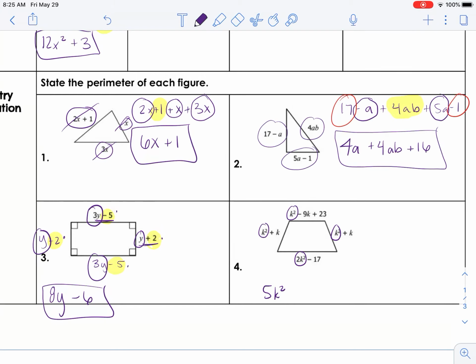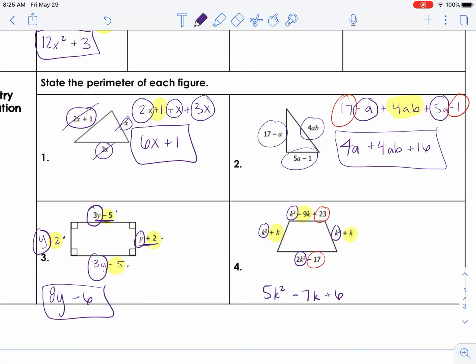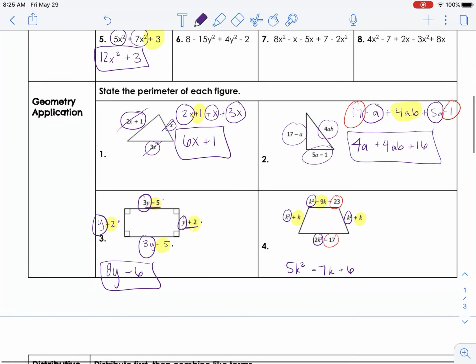Okay, and then we need our k terms. I'm going to highlight those. So we've got 1k, -9k, and k. So let's see, if we've got -9k plus 1k, that gives us -8k, plus 1k is -7k. It's our k term. And then we want our constants, which is 23 and -17. So we're just going to say 23 minus 17, which gives us a +6. All right, good job, guys.